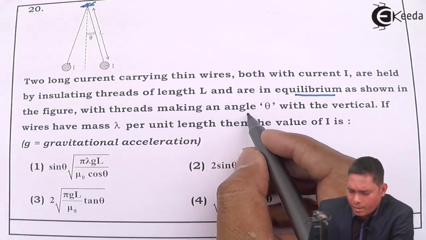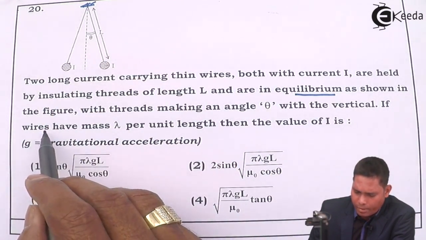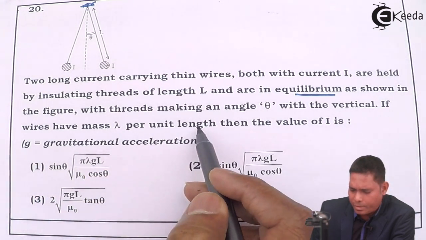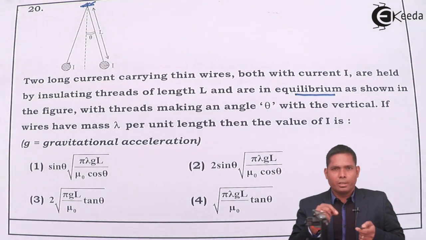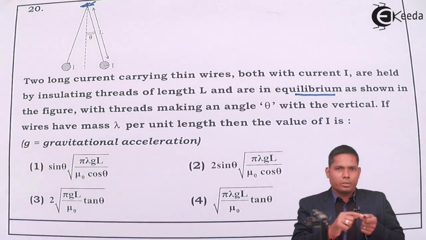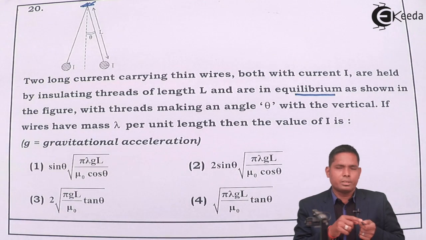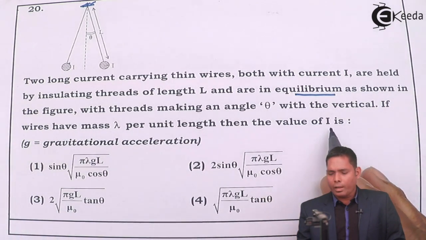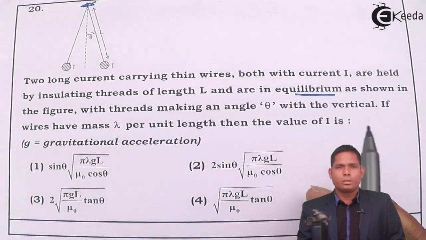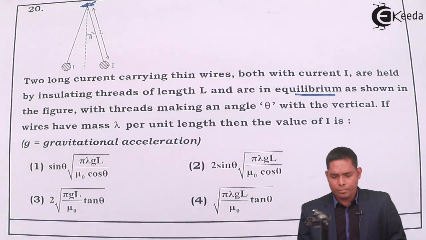With threads making an angle theta with the vertical, if wires have mass lambda per unit length. Which wire? It is not talking about the thread; it is talking about the conducting wire. Its mass is not given as m, it has been given in terms of mass per unit length, in the form of lambda. Then the value of I is: what is the current that is flowing in both the wires? g is the gravitational acceleration.